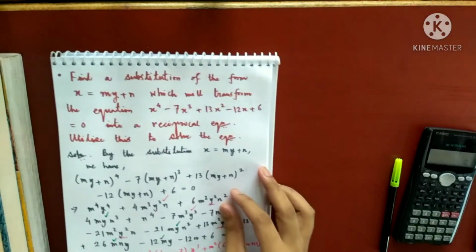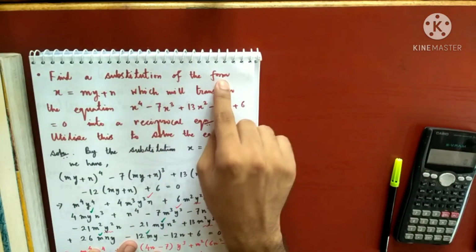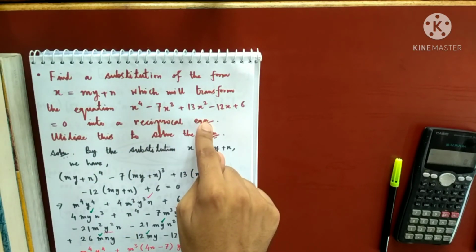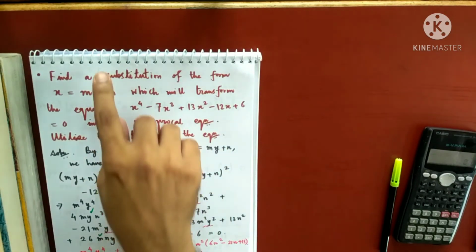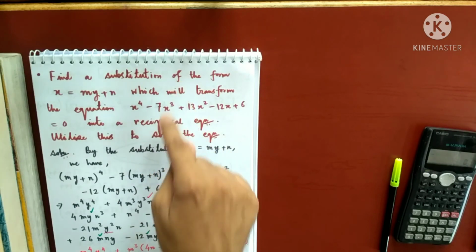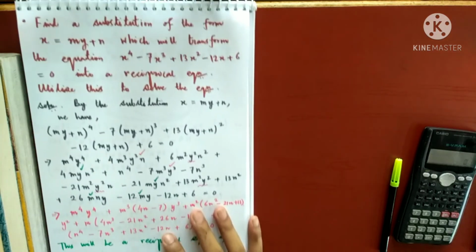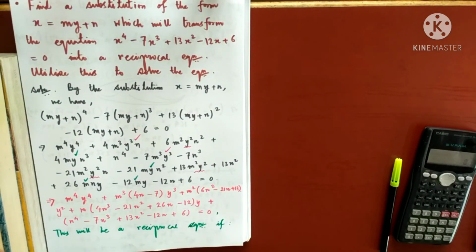they had also asked us one more thing. The first question asked by them was: find a substitution of the form this which will transform this equation into a reciprocal equation. So I know which substitution will reduce this into a reciprocal equation: this substitution, y plus 1. Now utilize this to solve this equation. So how will you utilize this to solve this equation?